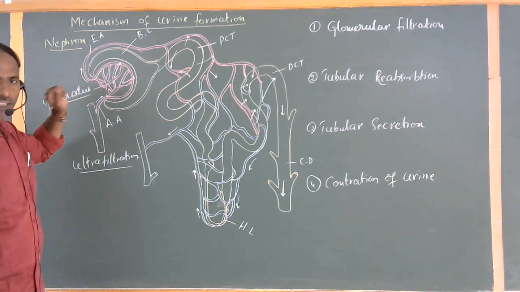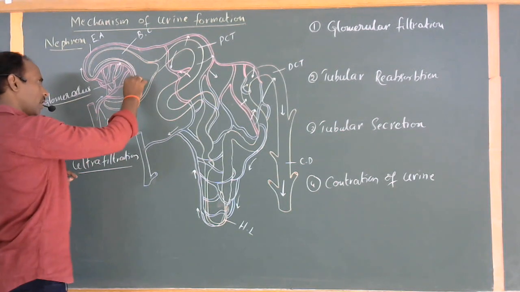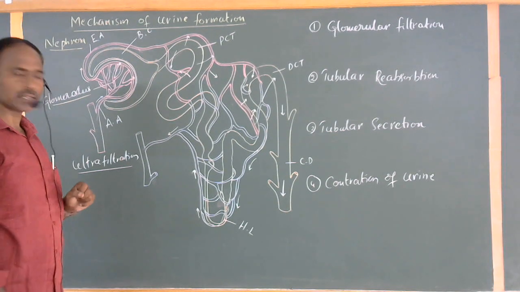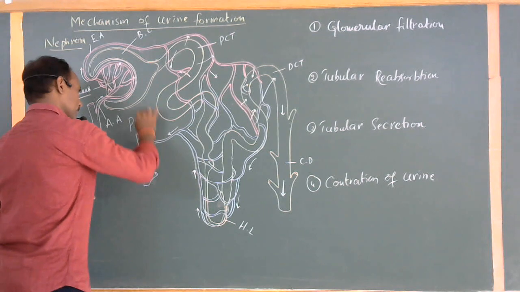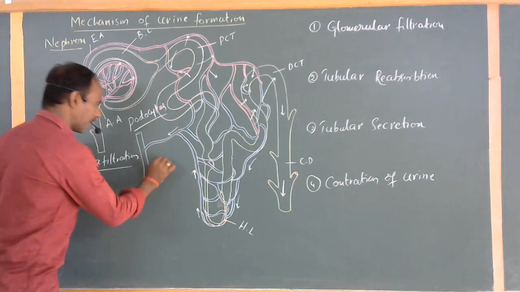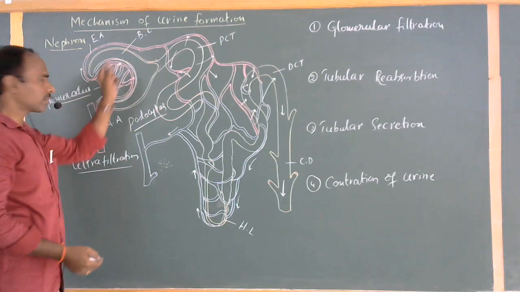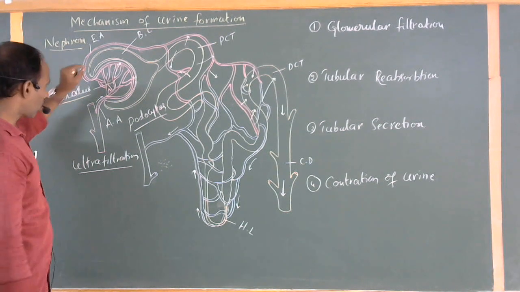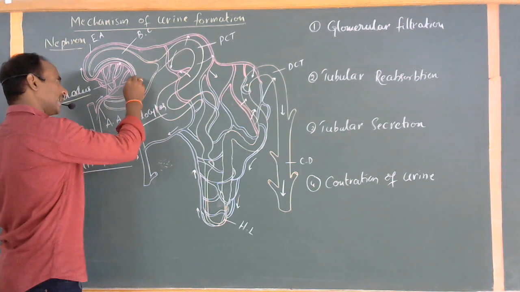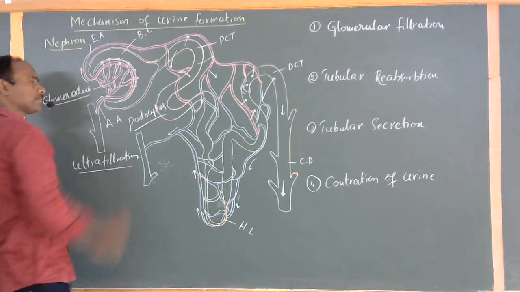The next part is called the Bowman's capsule. On the base of the Bowman's capsule, a single layer of squamous epithelial cells is present, commonly called podocyte cells. These podocyte cells have minute gaps, tiny microscopic gaps, at the base of the Bowman's capsule. Due to the ultrafiltration created by the glomerulus, the filtrate enters the Bowman's capsule. This filtration is commonly called ultrafiltration.